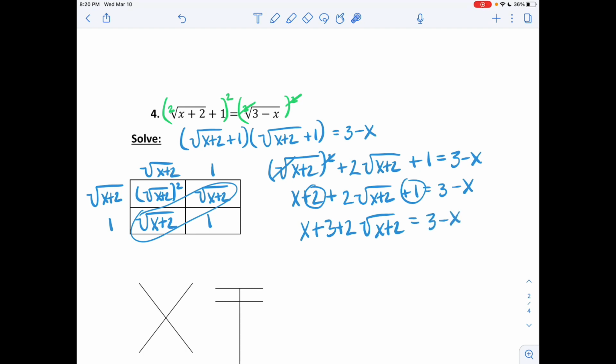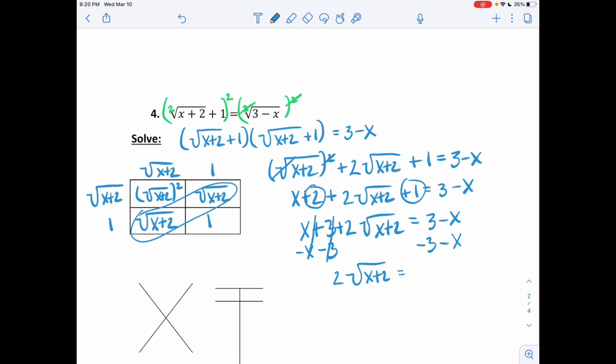Notice here that I now only have one radical on one side, so I'm going to continue working to isolate that radical, that square root of x plus 2. In order to do that, I need to move the x and the 3 by subtracting them from both sides. That's going to get rid of these and leave me with 2 times square root of x plus 2.